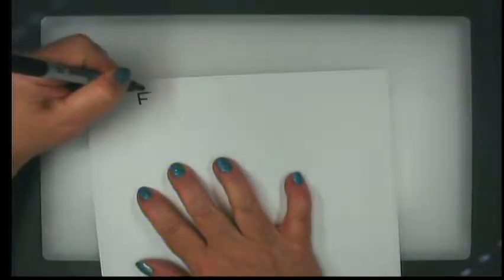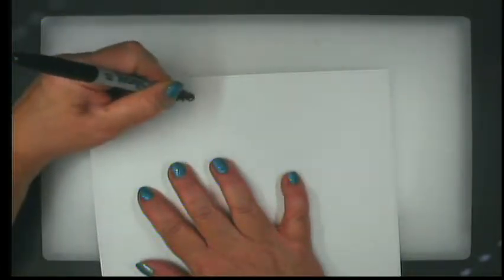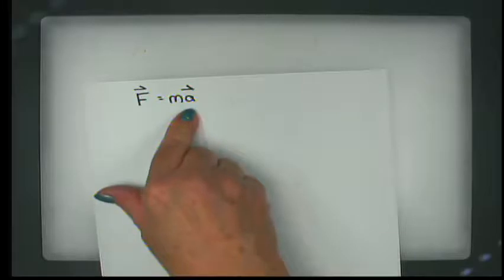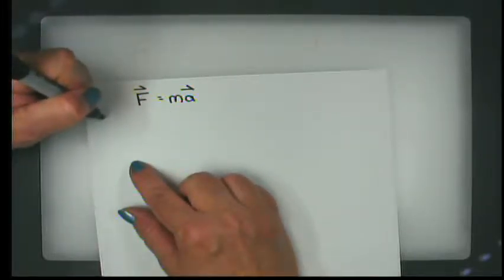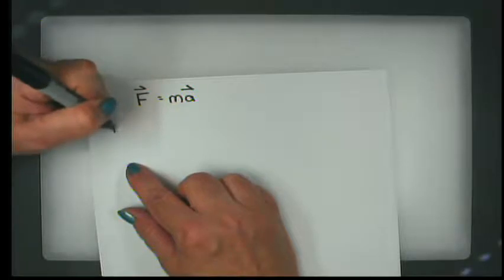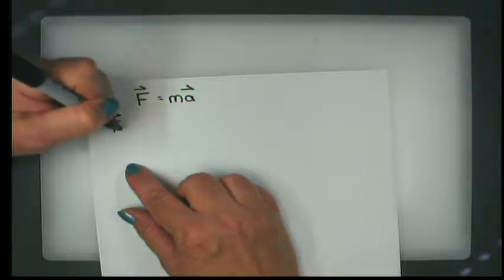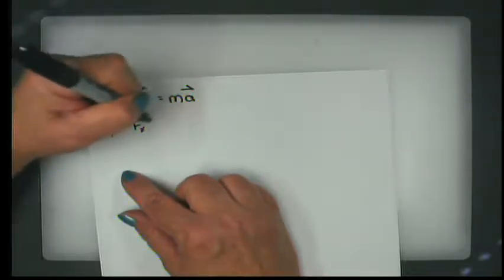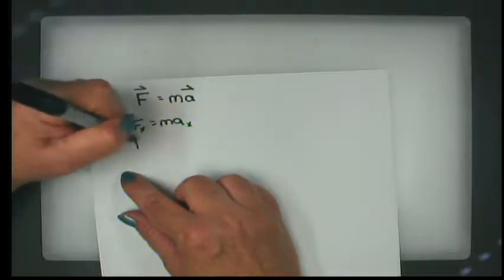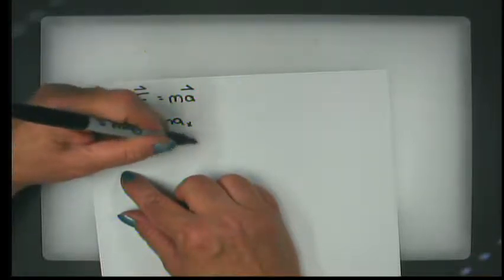So going over to the document camera, when we started talking about Newton's second law, which of course is the big deal in terms of dynamics, force is equal to mass times acceleration, where force and acceleration are both vectors. So in Cartesian coordinates, force in the x direction is going to equal mass times acceleration in the x direction. Force in the y direction is equal to mass times acceleration in the y direction.